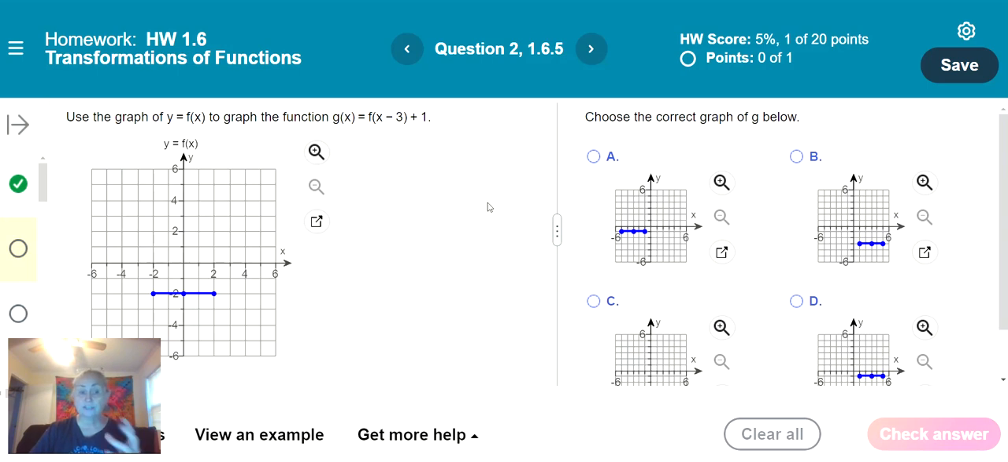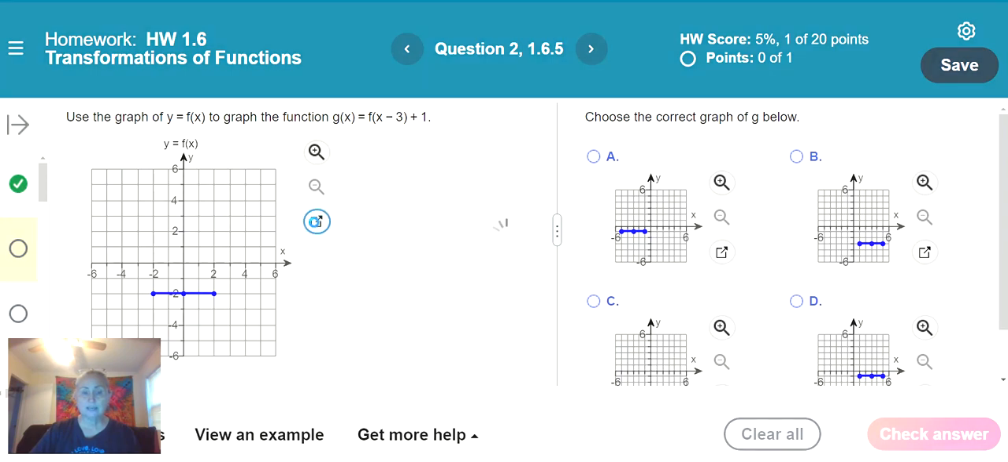Now this time they're actually asking us to do two transformations, an inside change, which goes left or right, and an outside change, which goes up or down. And the curious thing is that when the change is in parentheses, you go left or right, opposite of the sign. So since this says -3, we have to go to the right 3, and then we have to go up 1. So I'm going to pick my middle point, okay?